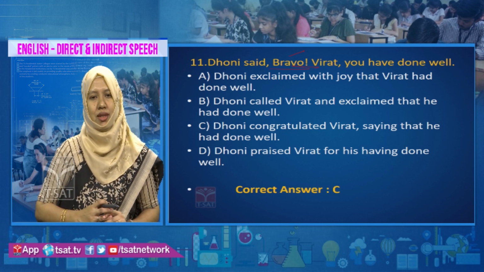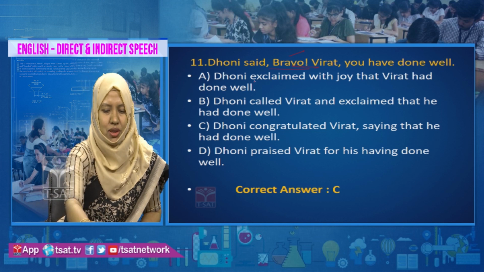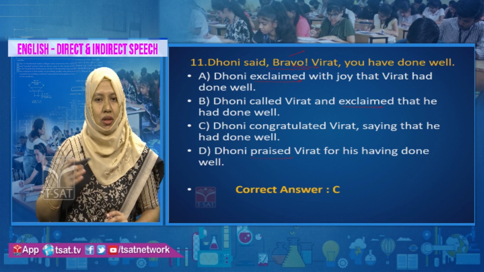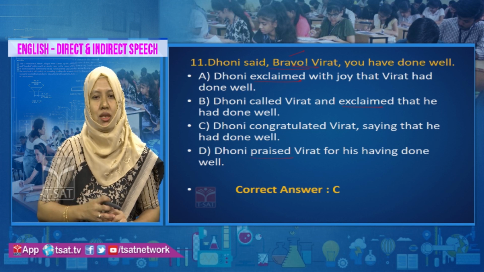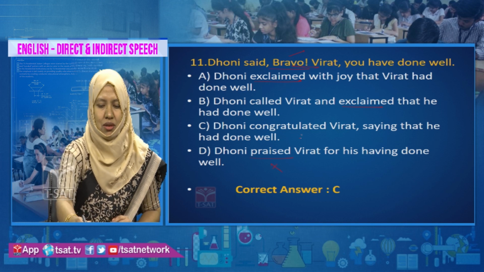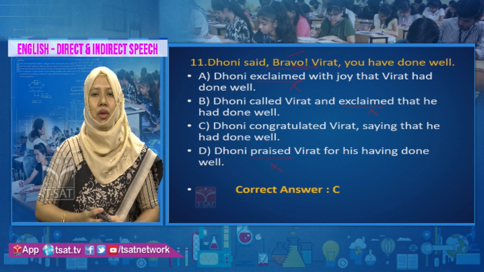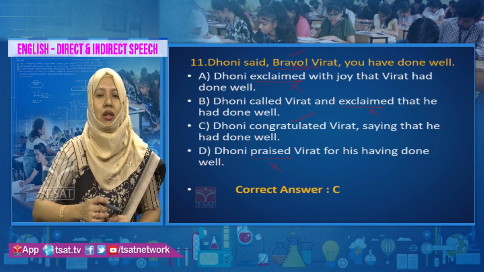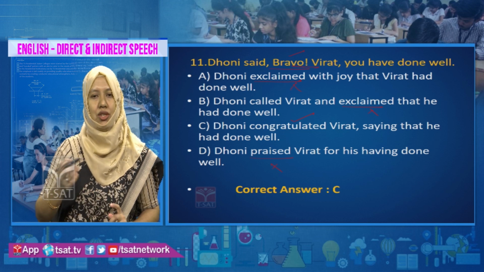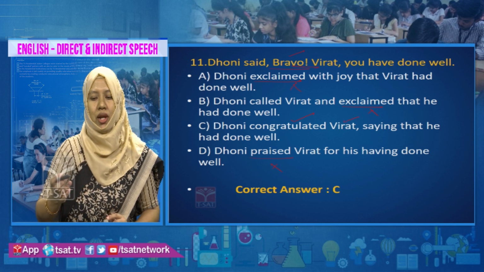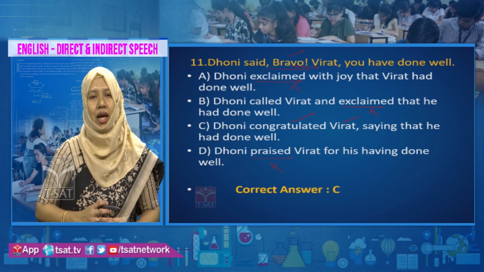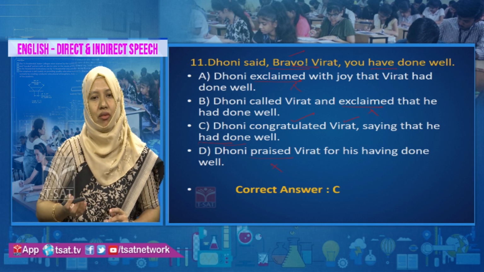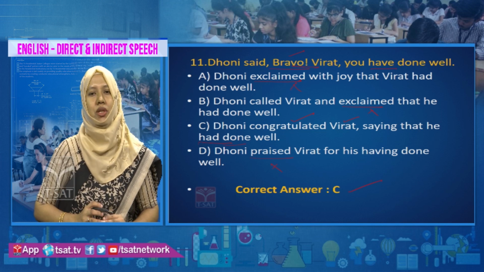Bravo means congratulating someone. So here in options A, B and D we can see the reporting verbs exclaimed and praised are used. So no need of using these options, we can eliminate them. If you look at option C, the correct reporting verb is congratulated. Dhoni congratulated whom? Virat. What did he say? You have done well, saying that he had done well. Have is changed to had. Present perfect is changed to past perfect. Well will be well. So option C is the correct option here.